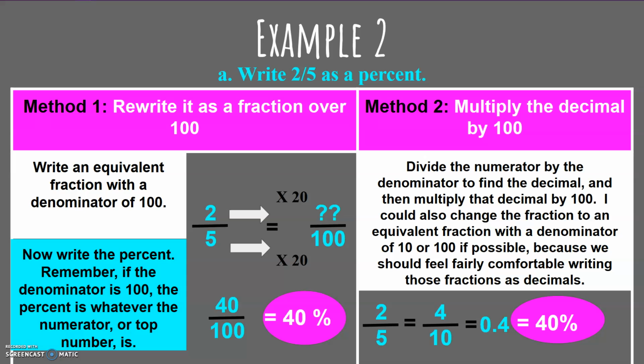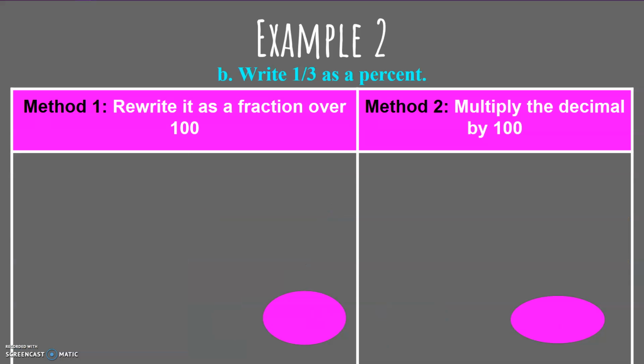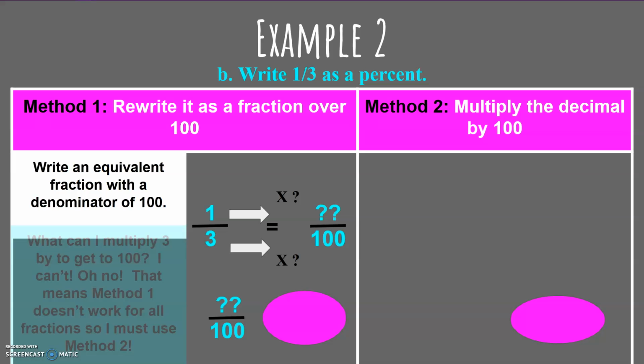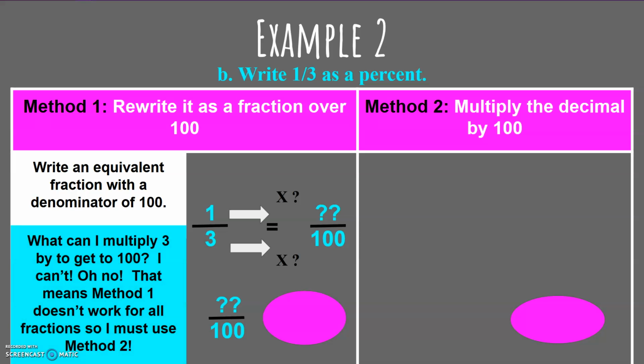Let's do another one of these. Write 1/3 as a percent. This one's a little bit different. We're going to start by writing it as a fraction over 100. So we need to go from 1/3, 1 over 3, to something over 100. Now, can we multiply 3 by something to get 100? Nothing, really. That means that method 1 doesn't work. Sometimes one method doesn't work, so we have to do it the other way.